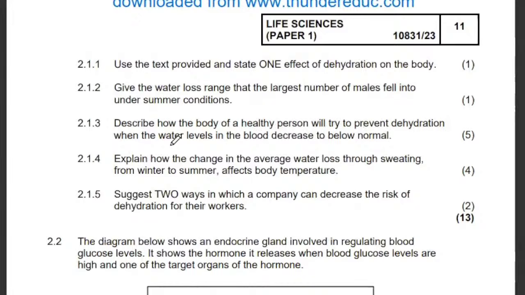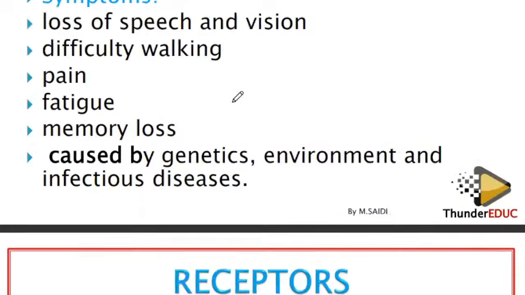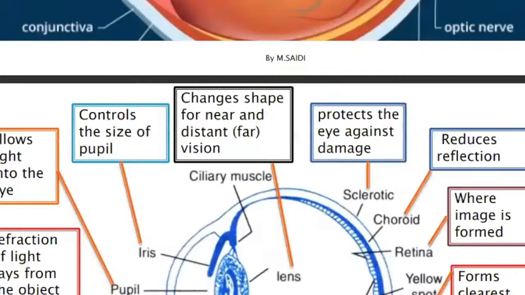Then the next question, they're saying describe how the body of a healthy person will prevent dehydration if the water level in the blood decreases to below normal. Meaning that now they have sweated a lot. So how are they going to prevent this loss of water? How is the prevention? How is water being lost? So basically, you come back here and find out. This is what you're supposed to explain in that regard.